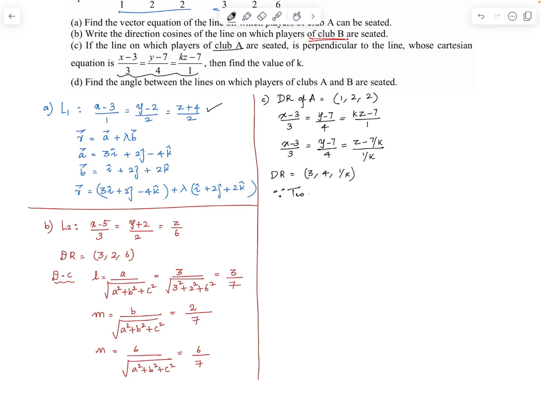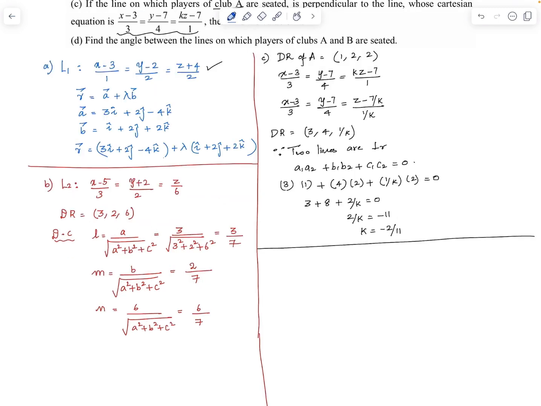Since the two lines are perpendicular, a1 a2 plus b1 b2 plus c1 c2 becomes 0. 3 times 1 plus 4 times 2 plus 1 by k times 2 is 0. 3 plus 8 plus 2 by k is 0. 2 by k is minus 11. So k is minus 2 by 11.